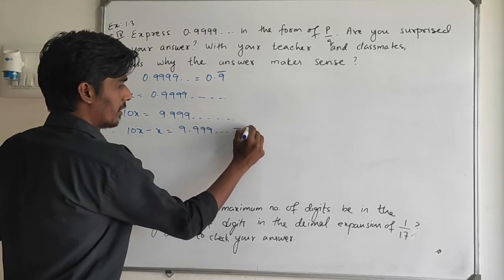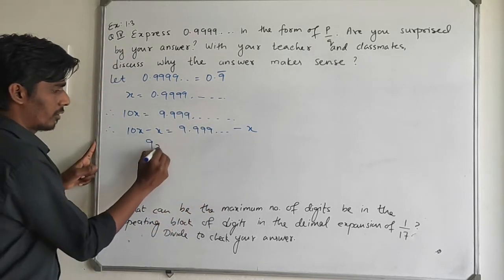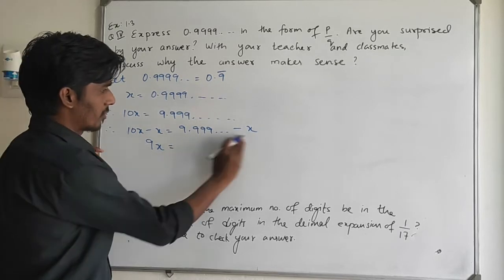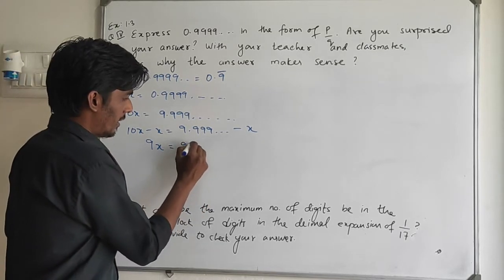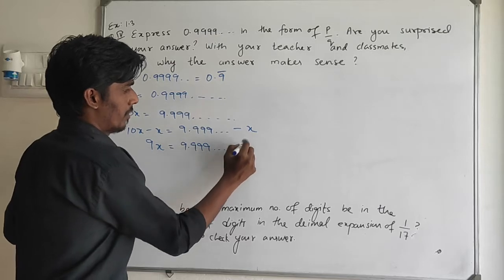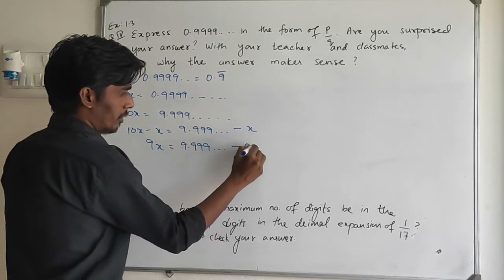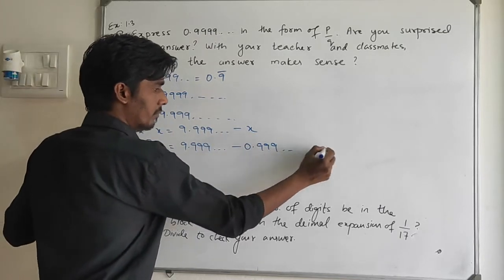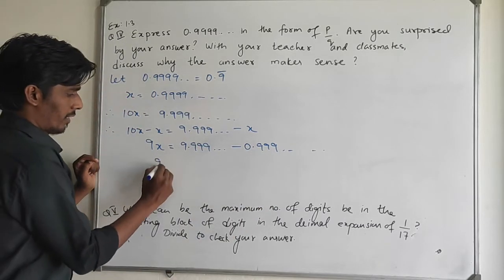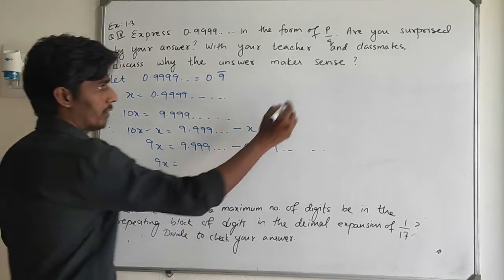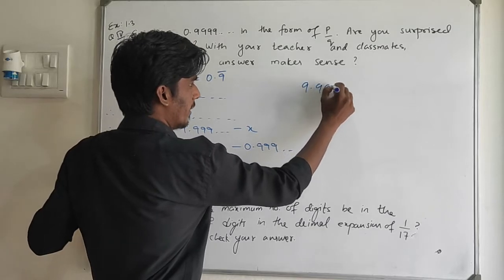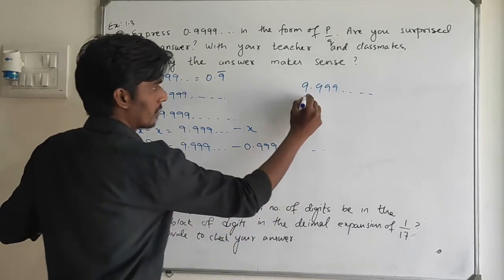9.999... minus x. So this is what? 9x and this will be 9.999... What is the value of x? It's 0.9. So 9x equals, separate these two numbers, 9.999... subtract 0.9.